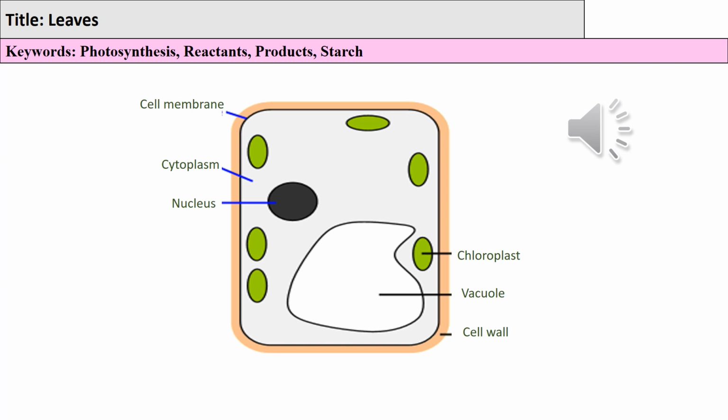Okay, so here is the answers to our starter activity. We've got cell wall on the outside for structure. You've got cell membrane to allow things in and out of the cell. You've got the cytoplasm where the cell chemical reactions take place.